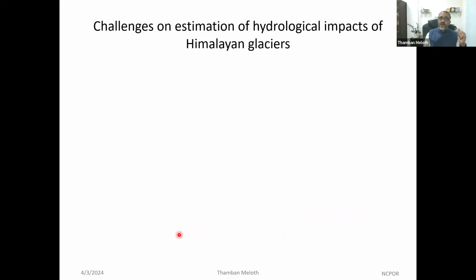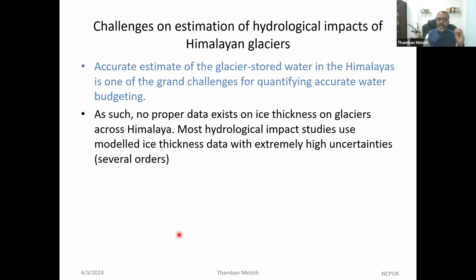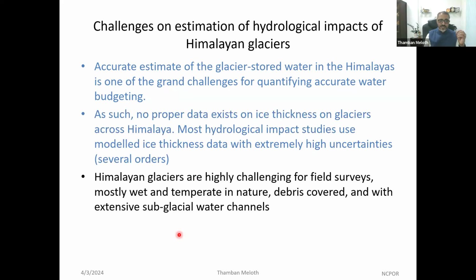However, there are various challenges in estimating the hydrological impact of Himalayan glaciers. An accurate estimate of glacier stored water in the Himalayas is itself a grand challenge, basically because no proper data exists on ice thickness of glaciers across the Himalaya. Most hydrological impact studies use modeled ice thickness data, using various methods with extremely high uncertainty. In some cases there are several orders of magnitude of difference, because there's hardly any ice thickness data available other than very few point measurements on very limited glaciers.